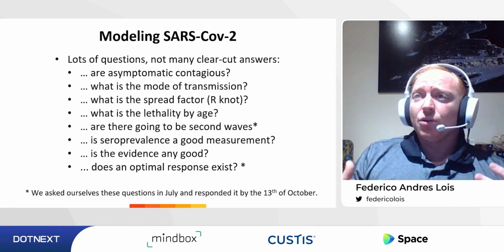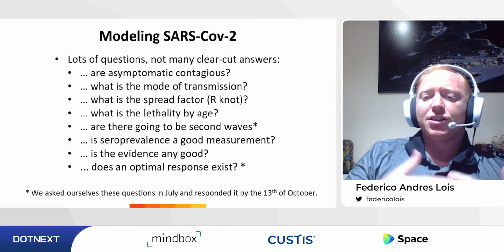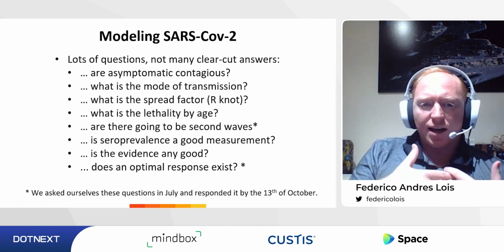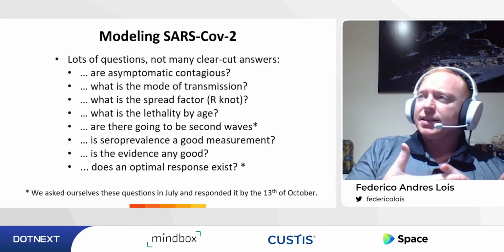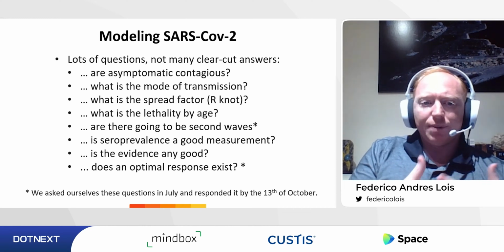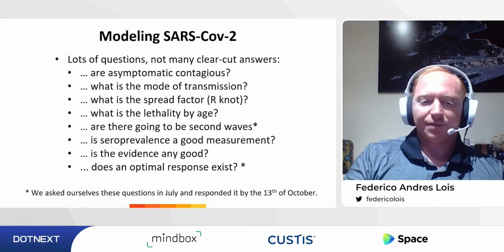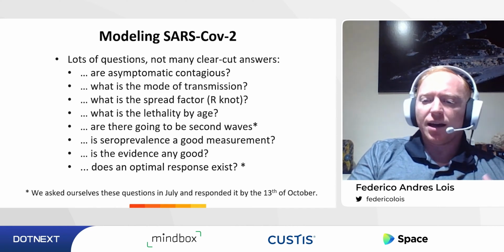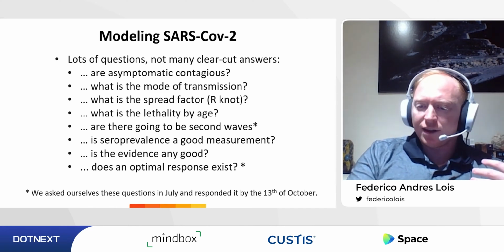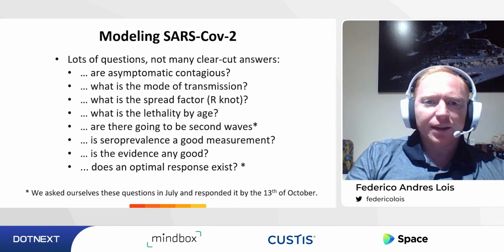Are there going to be second waves? This is the question that we asked ourselves. The question that we wanted answered at the time is, are there going to be second waves? And the other question is, does an optimal response actually exist? After we figure out the second waves, we say, okay, but what can we do about this? So we set out to investigate these issues in July of 2020, and we responded by the 13th of October, before the second waves started in Europe.